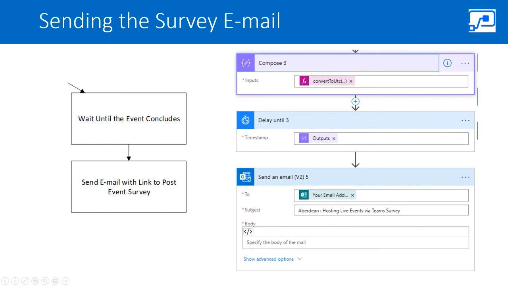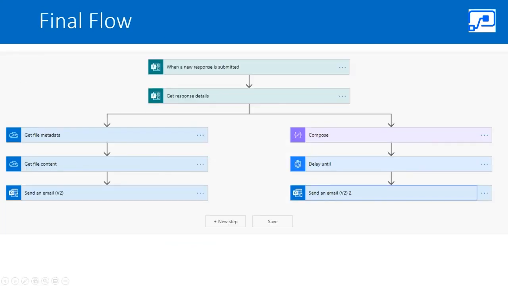This again matches up very closely with the logic we initially defined. The only difference is the addition of the step to convert the time we want to send the email from Central Time to UTC time. Once all those steps are completed, this is what the flow will look like.